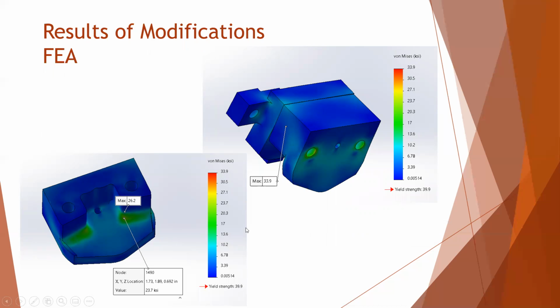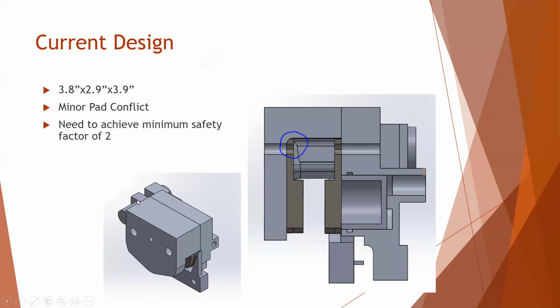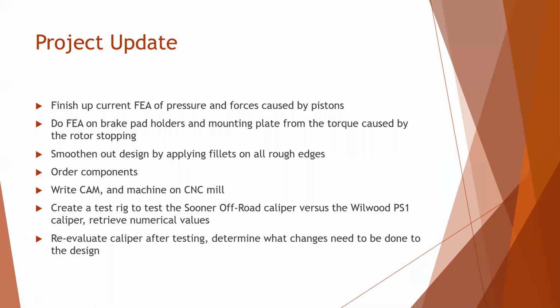However, the safety factor we wanted was a safety factor of 2, and so we're hoping to achieve a better safety factor with more modifications. Moreover, with the current design, there is a pad conflict with the 0.25-inch fillets, so more design modifications will have to occur to get that to work. These are the current design's dimensions: 3.8 inches by 2.9 inches by 3.9 inches.